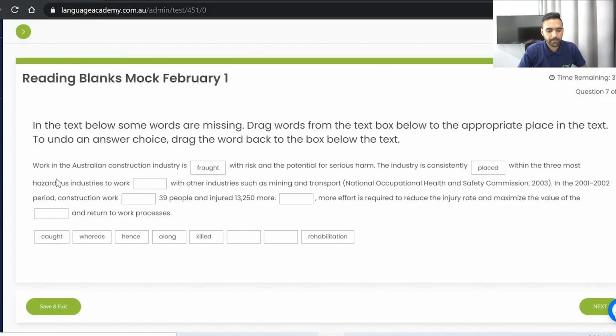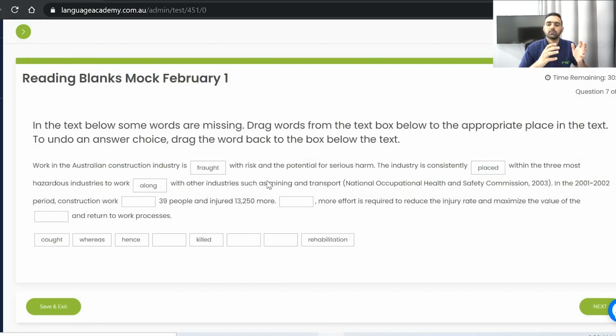Placed. Now, hazardous industry to work dash, work what? Work caught, work whereas, work hence, work along, work killed, work rehabilitation. To work along with other industries. Okay, this is one of the three most hazardous industries to work along with this and this, right? So along with this, no other word collocates with. That's why we have used the word along, and it does make sense over here.